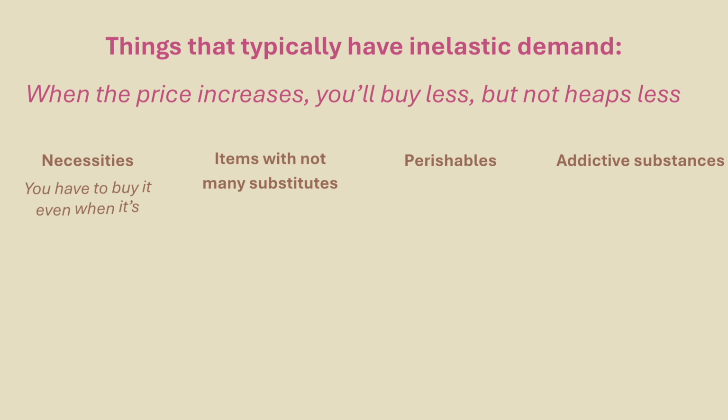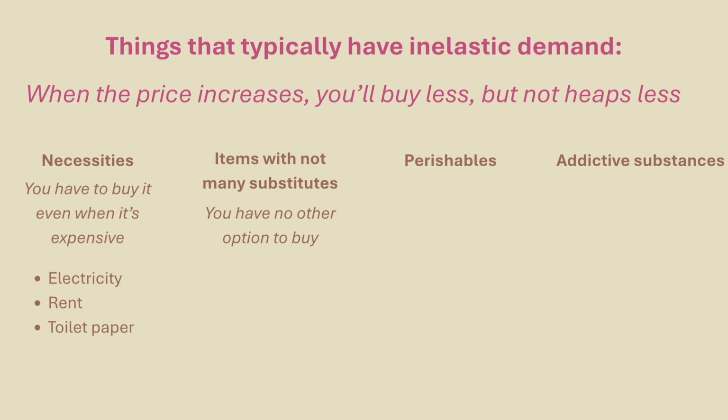Necessities are things which you have to buy, even when it's expensive. For example, electricity, rent, or toilet paper. Even if toilet paper becomes really expensive, you still have to buy it, right? For items with not many substitutes, you really have no other option but to buy it if you want that thing. For example, petrol or school textbooks.